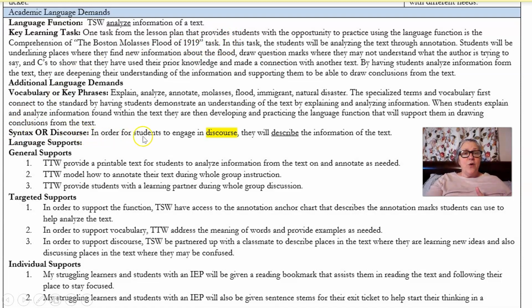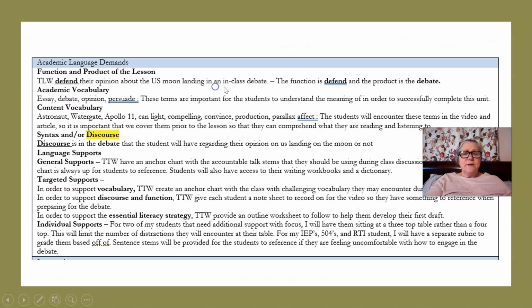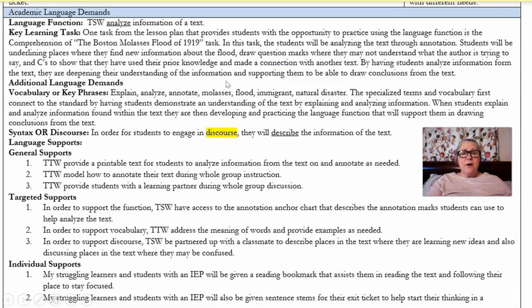Syntax or discourse. In order for students to engage in discourse, they will describe the information of the text. I don't like it when a different verb is used here than what's used here, because remember, the function is driving everything. So the language function is still analyze. It's just that they're expressing the analysis in another way. Let's go back. I'm sorry. So that's a problem.